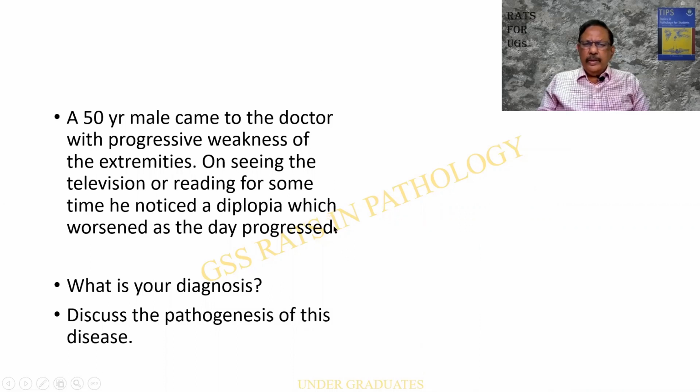Look at the history over here. Let me see if you people are able to make a diagnosis. A 50-year-old male came to the doctor with progressive weakness of the extremities. On seeing the television or reading for some time, he noticed a diplopia which worsened as the day progressed. There are very many keywords over here: progressive weakness, diplopia, worsened as the day progressed. What is your diagnosis? I hope you people have got a clue of it and can explain the pathogenesis of this disease.